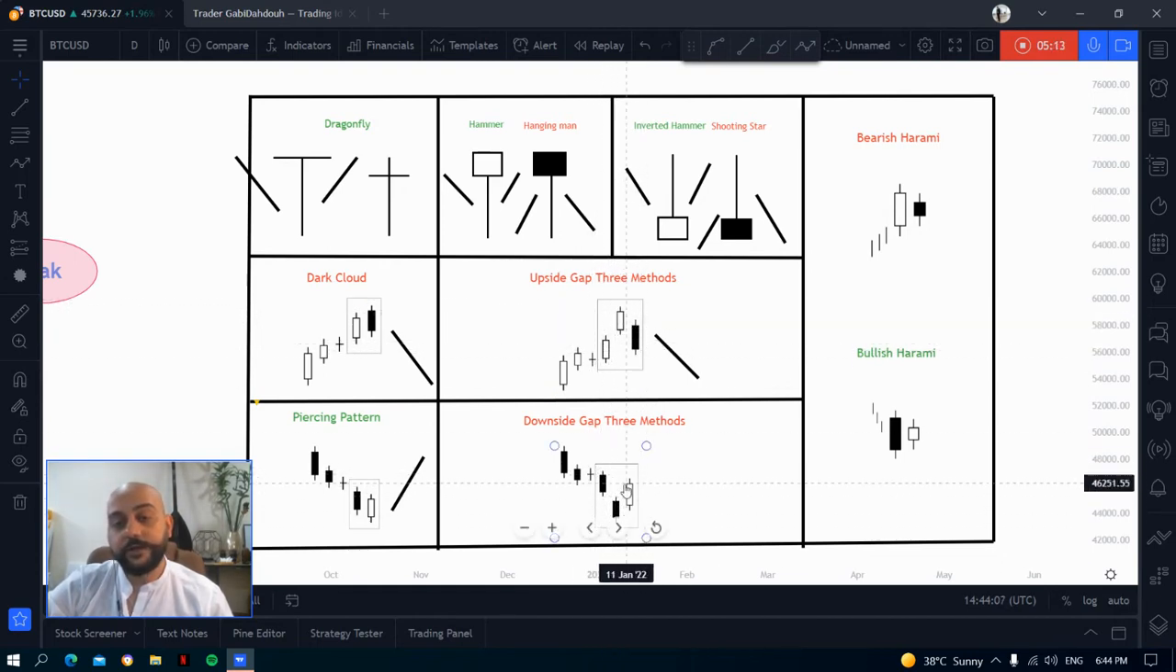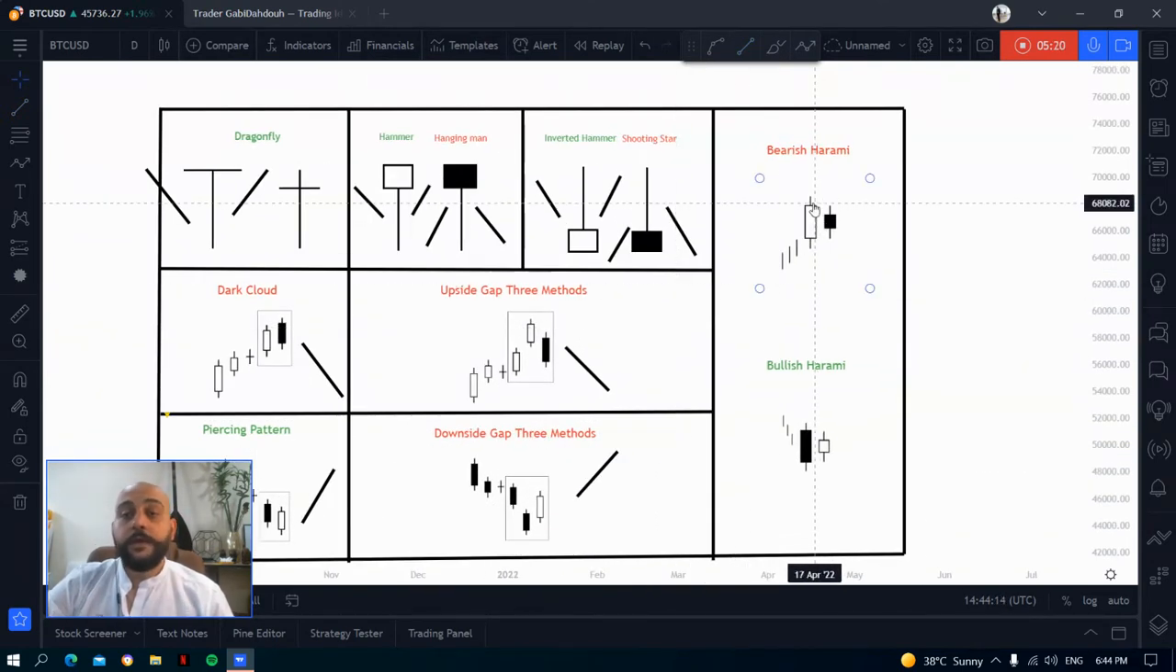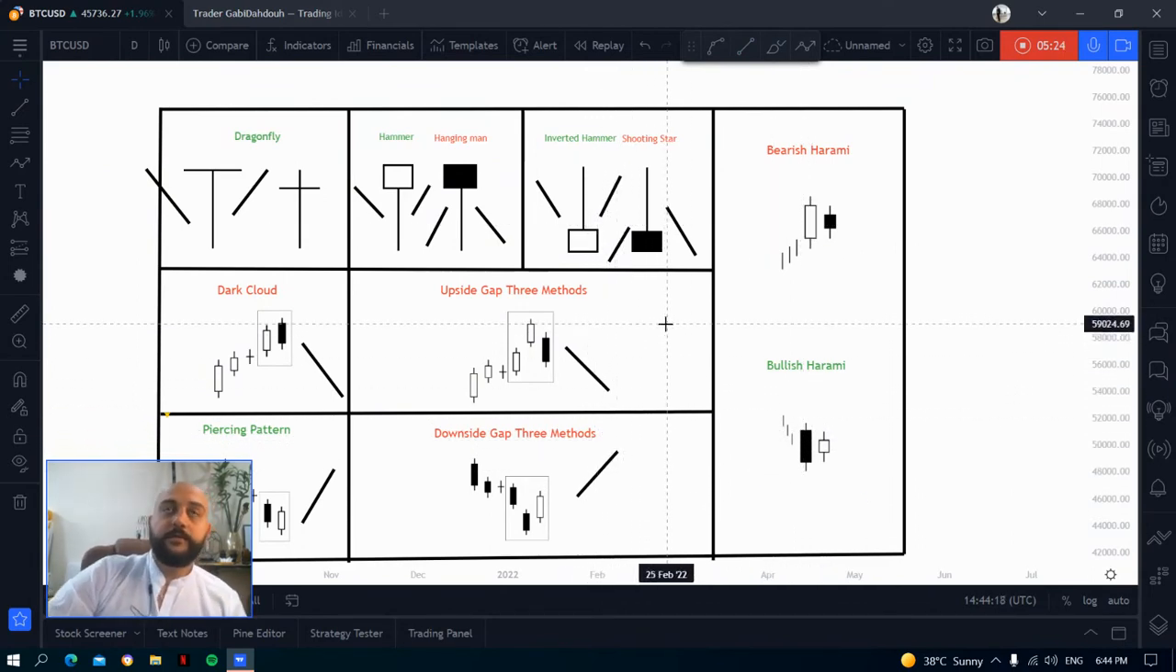Here we have two bearish and one bullish. So the market actually was on a downtrend. It went down, then it went back up. Now, bearish Harami and bullish Harami are the same thing here. They are very weak signals. They usually mean that the trend is actually losing momentum.